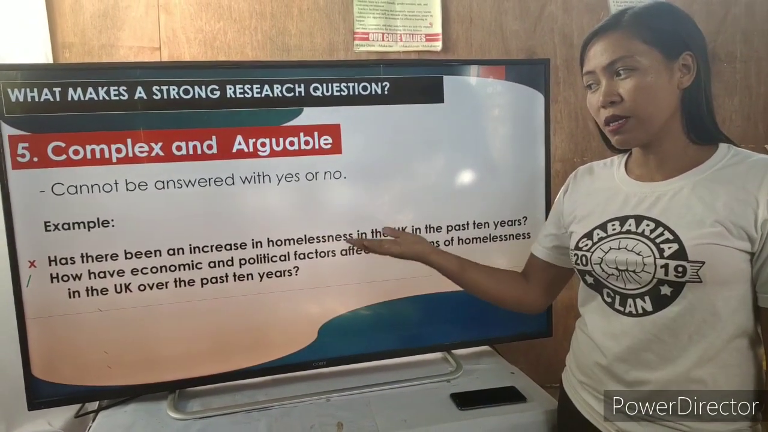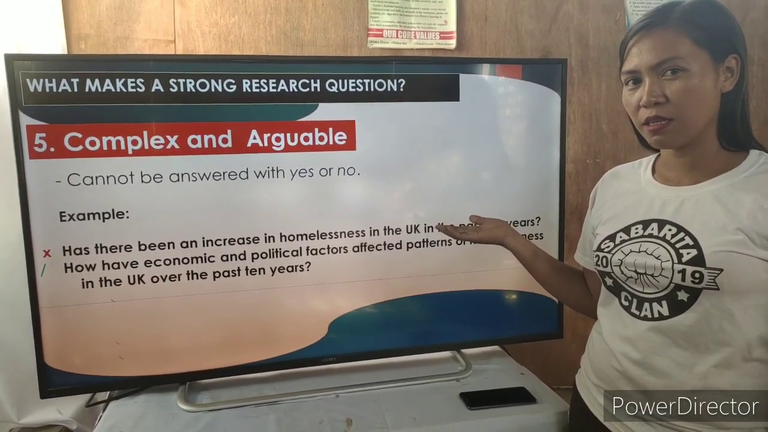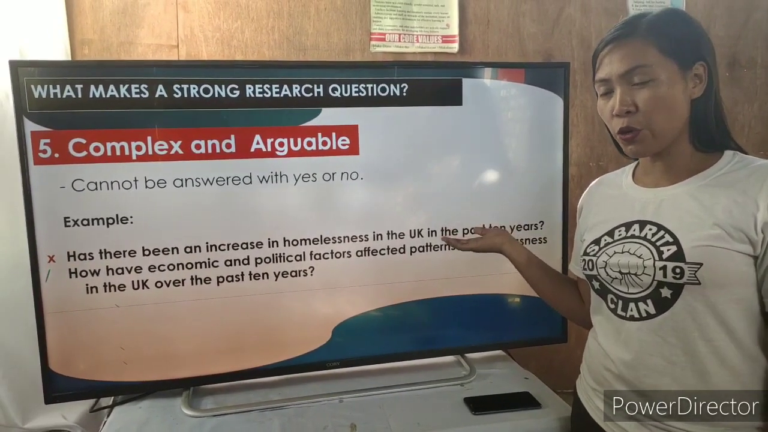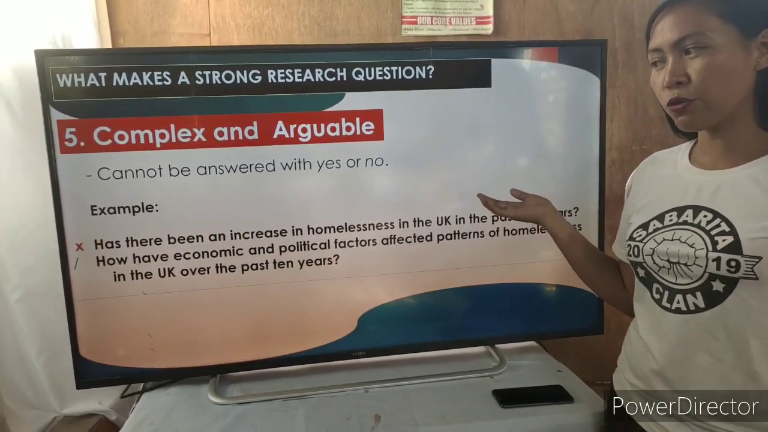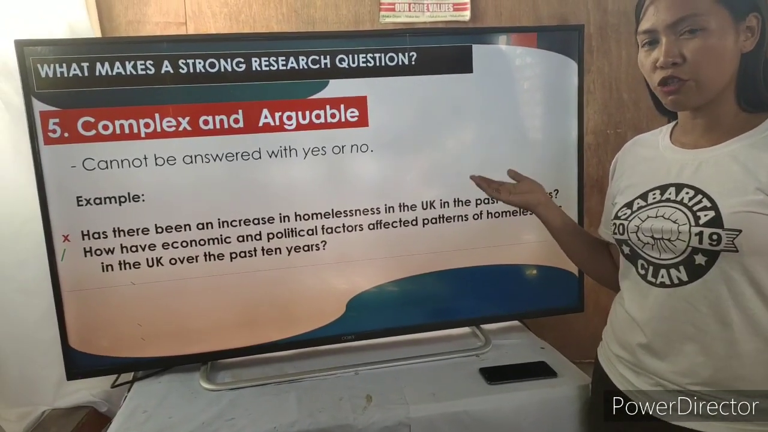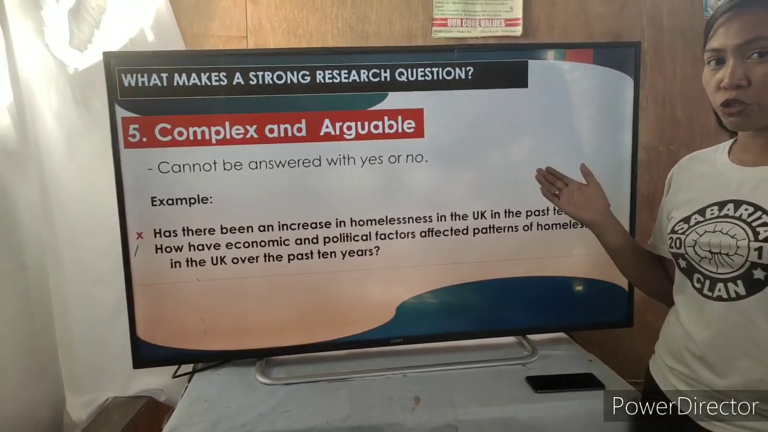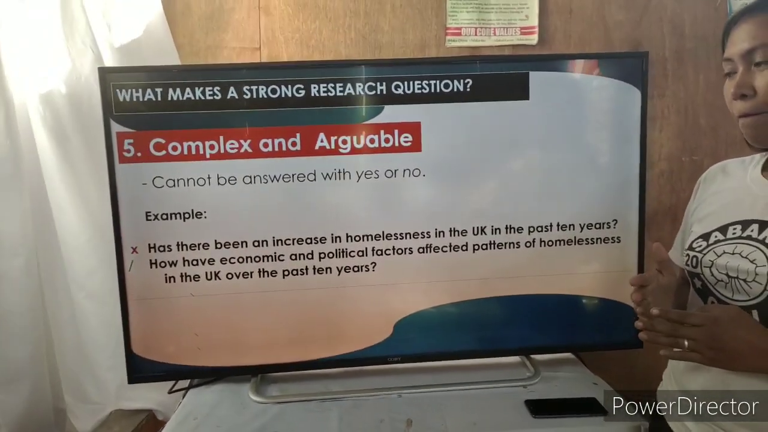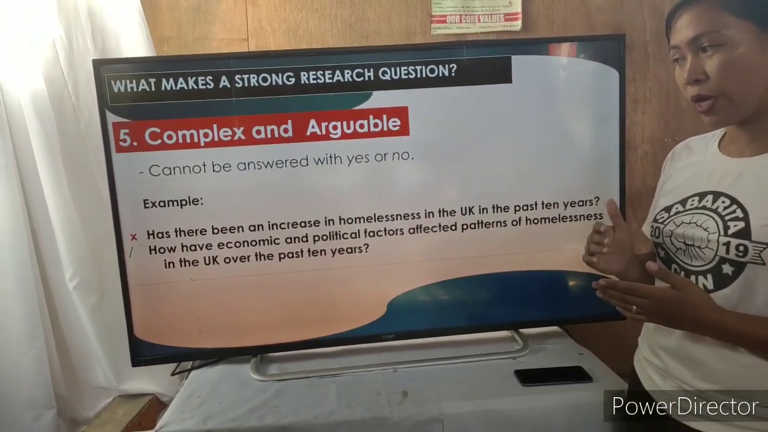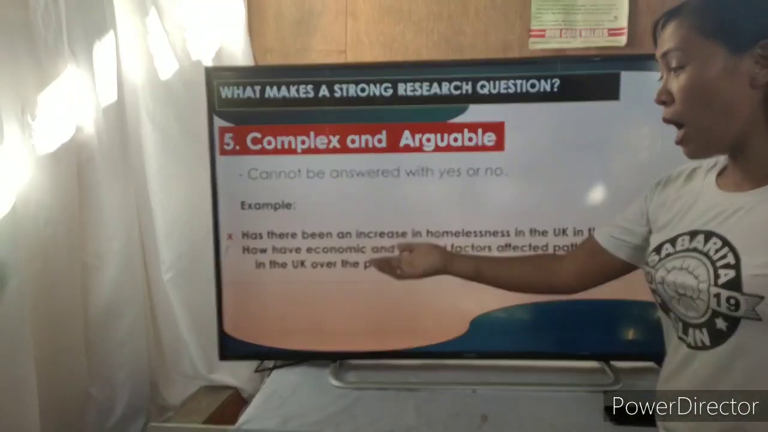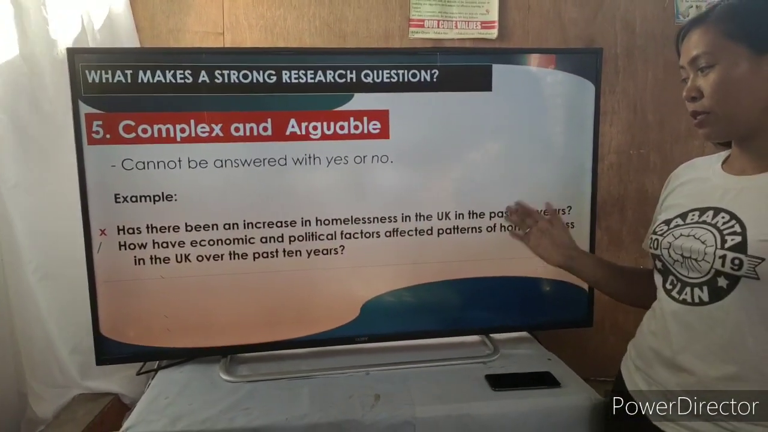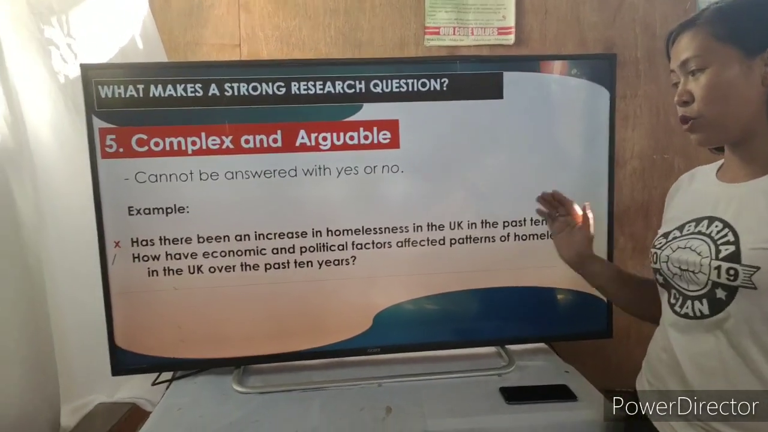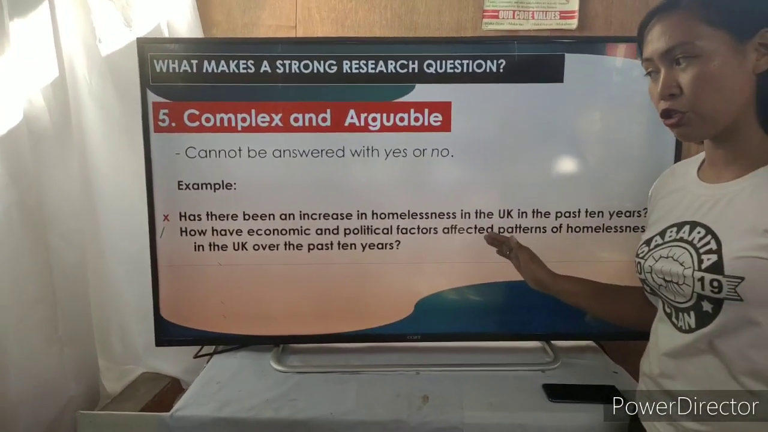So, what do you think of the question? It is just answerable by yes or no. Very simple. So that is not a good question when you do research or thesis. So we can revise it. We can make it a good question in a way like this. How have economic and political factors affected patterns of homelessness in the UK over the past 10 years?